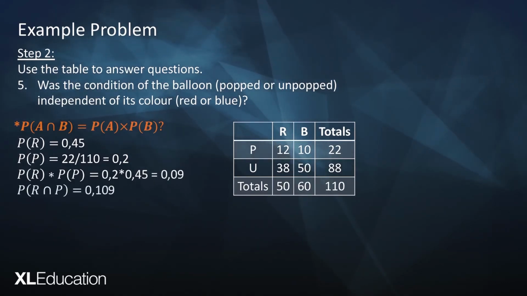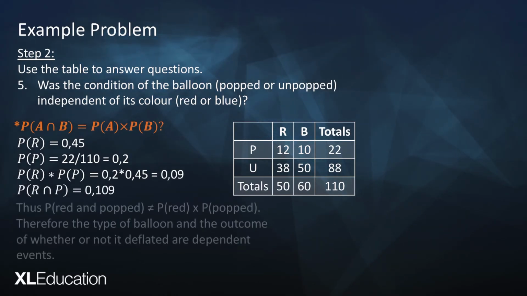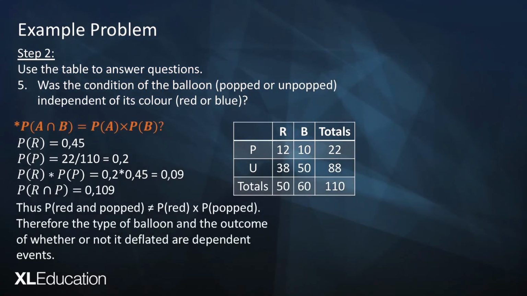Now recall that our probability of red and popped balloons from our previous slide is 0.109. Thus, we can see that our probability of red and popped balloons is not equal to the probability of our red balloons multiplied by the probability of our popped balloons. Therefore, the type of balloon and the outcome of whether or not it deflated are dependent events.